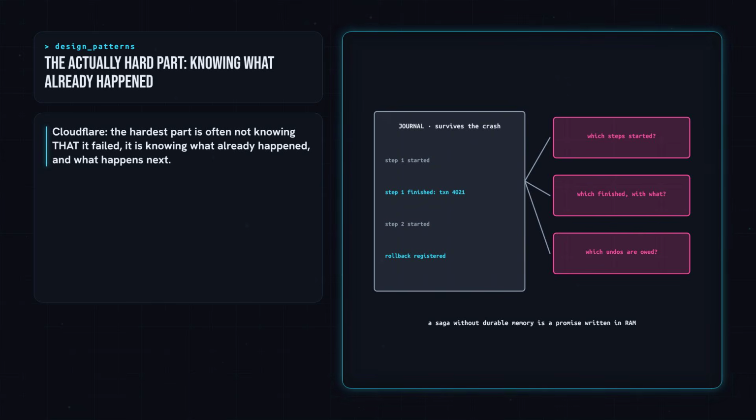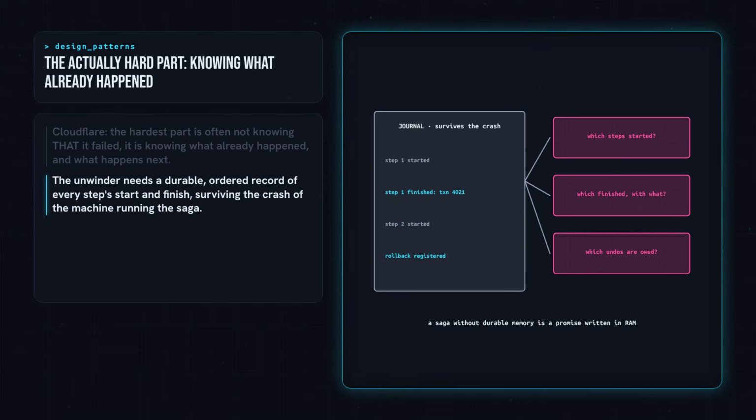Sit with that. To unwind correctly, you need an exact, trustworthy answer to which steps started, which finished, with what results, which compensations are registered, and which have already run. And you need that answer after the process orchestrating the saga has itself died, because the crash that broke your transfer is not polite enough to spare the coordinator. A saga without durable memory is a promise written in RAM.